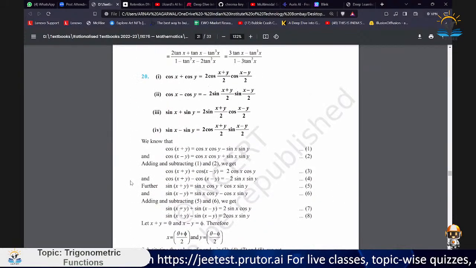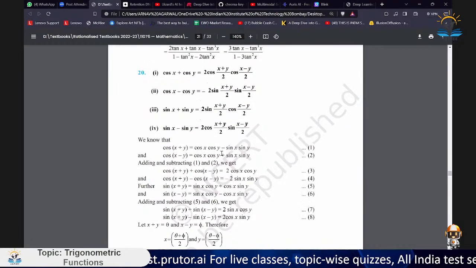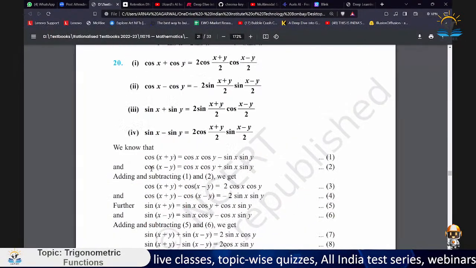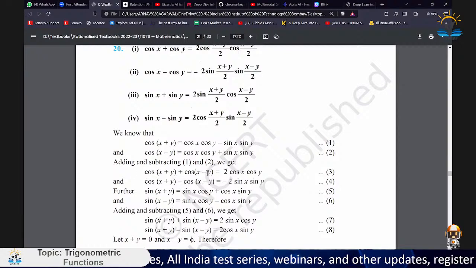So let's discuss one proof. We know that cos(x plus y) is cos x cos y minus sin x sin y, and cos(x minus y) is this. When we add and subtract both of these, we get these equations. So cos(x plus y) plus cos(x minus y) is equal to 2 cos x cos y, and cos(x plus y) minus cos(x minus y) is equal to minus 2 sin x sin y. So these both are very, very important.